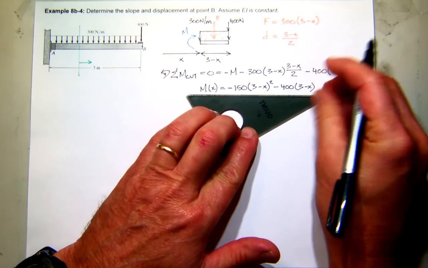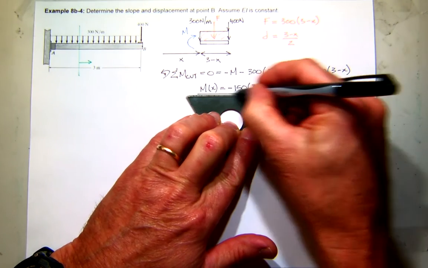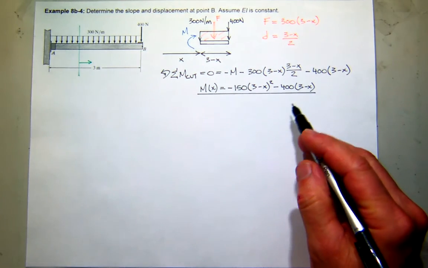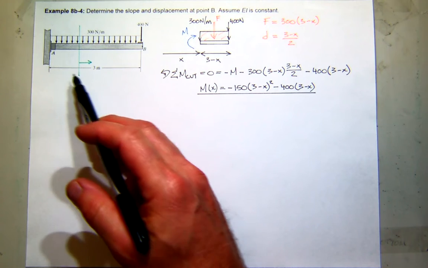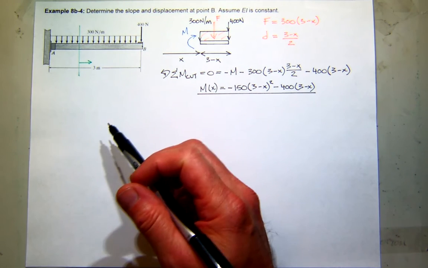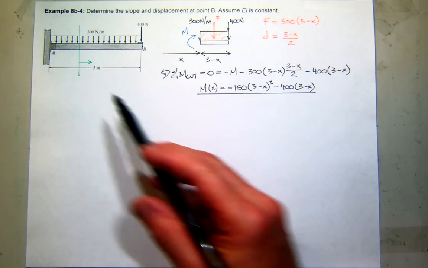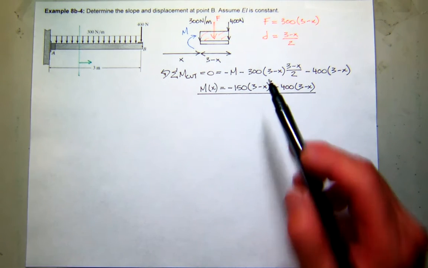So there's my real moment. Is there any place I can check that to see if it works in this structure? What's the moment out here on the free end? That would be at x equal 3. If you put x equal 3 here, you get 0.